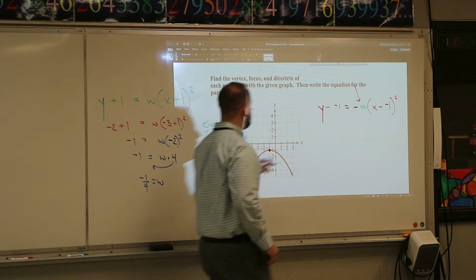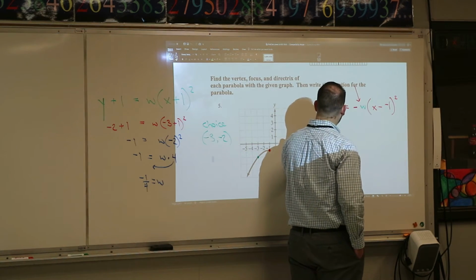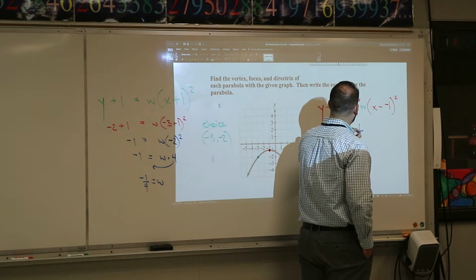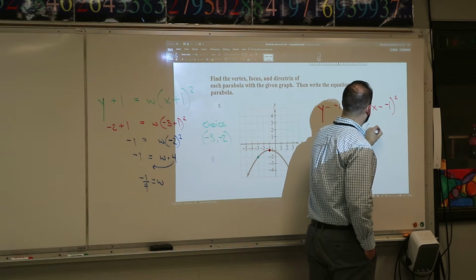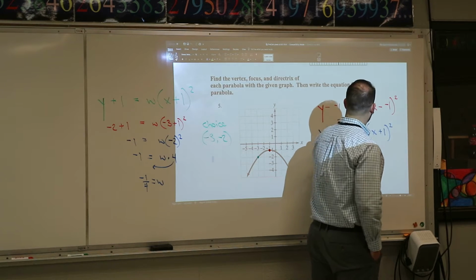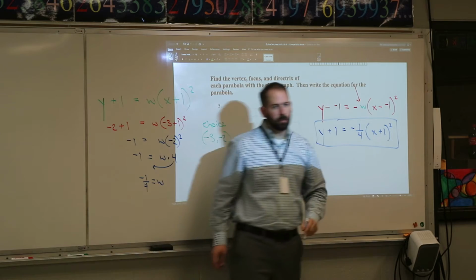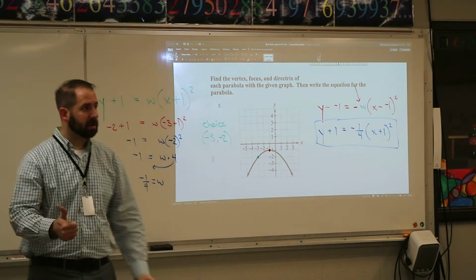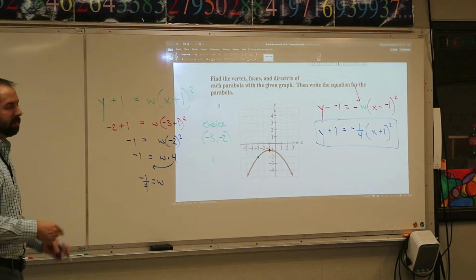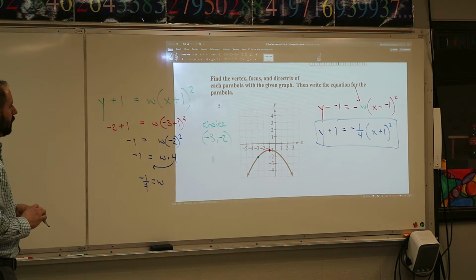So here's my final formula. Y plus 1 equals -1/4 out front, times x plus 1 squared. So boom. There's my formula. I have the vertex plugged in, and I have that number that was supposed to be out front of the parentheses plugged in. Does everyone understand how I did that?